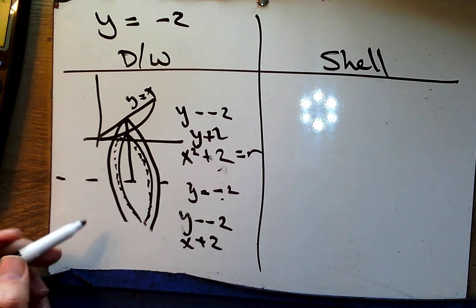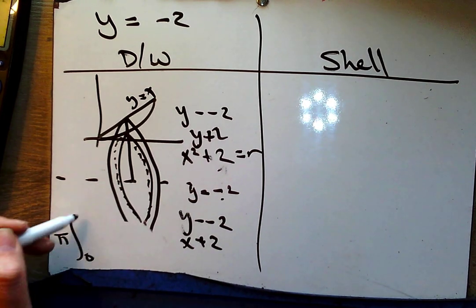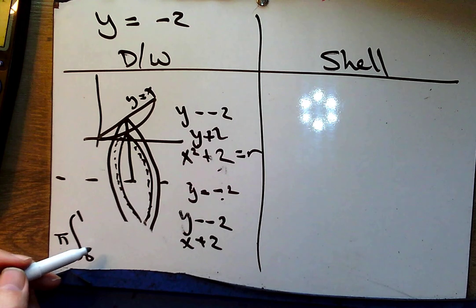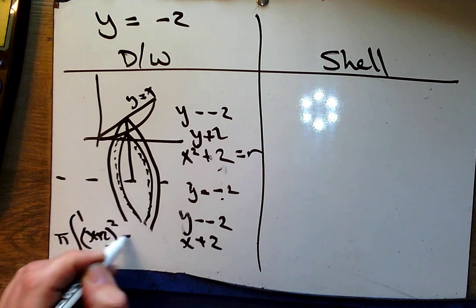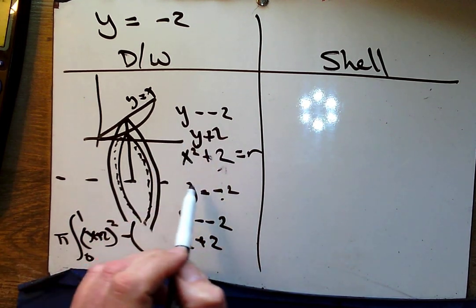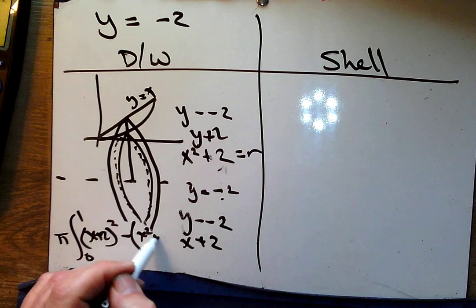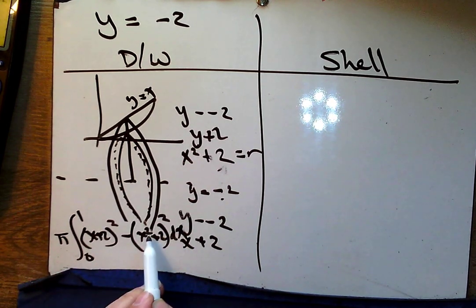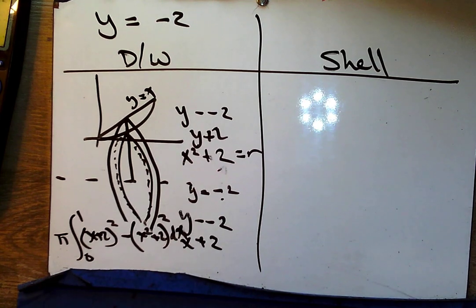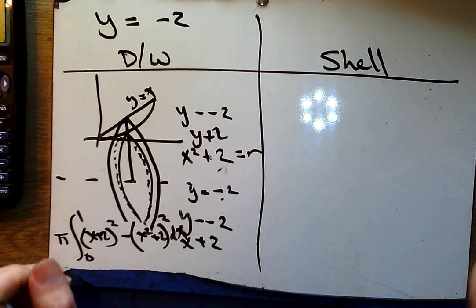So my integral will be pi, 0 to 1, big R. This one's big R. x plus 2 squared, minus little r, which is x squared plus 2 squared, dx. Wow. Some people forget that. Try not to forget either of those things. Please be so kind.